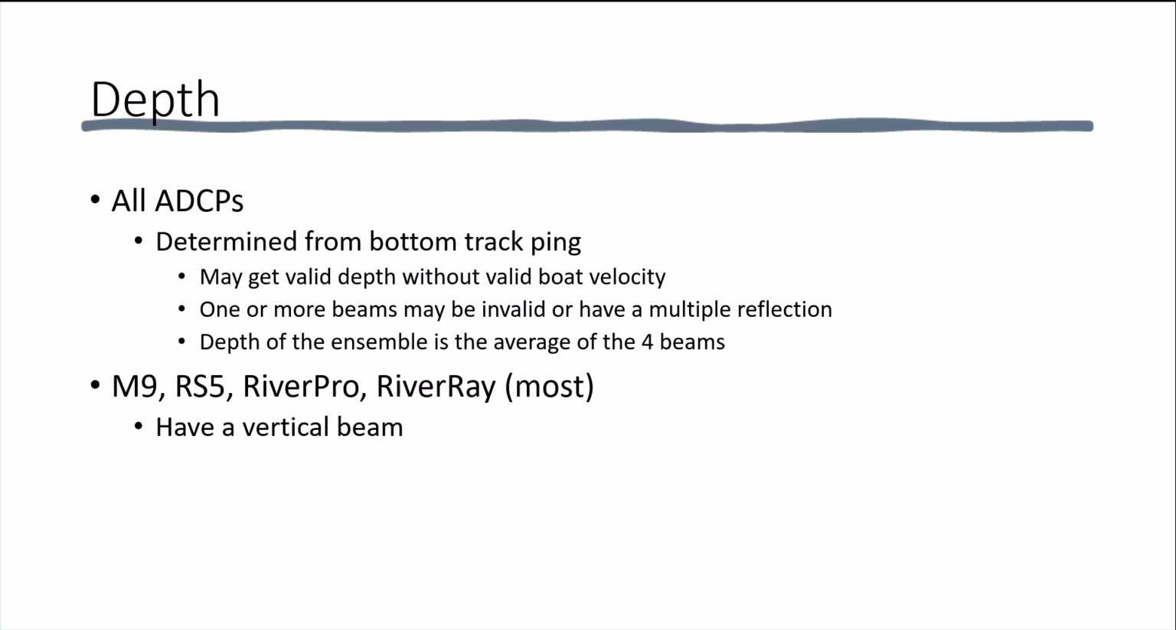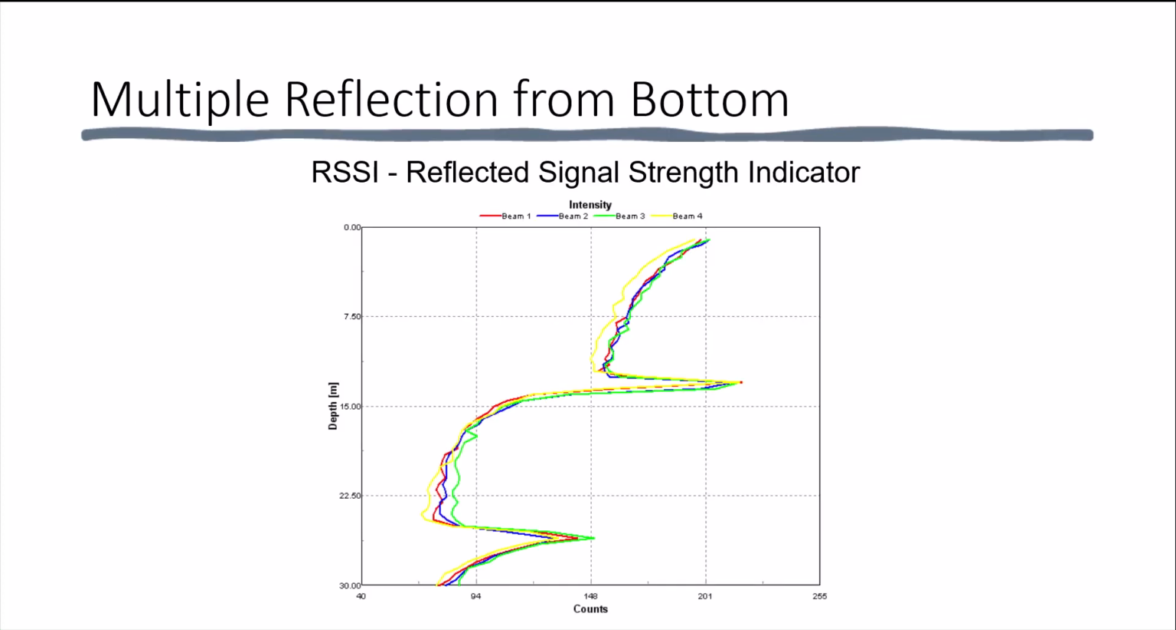The M9, RS5, RiverPro, and most RiverRays also have a vertical beam that can be used for the depth of an ensemble. The RSSI is the received signal strength indicator, or backscatter intensity. If you look at the intensity profile in WinRiver and turn Mark Bad Below Bottom off, you may see a display that looks like this. The backscattered energy decreases with depth, but when it hits the stream bed, significantly more energy is reflected back, and we see a huge spike in the RSSI.